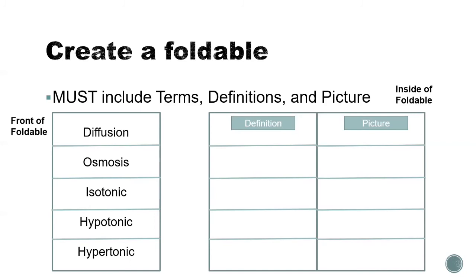So on the front of the foldable, again, you got the vocab words, the front of the sheet of paper. On the inside of the sheet of paper, on the left side of the crease, you're going to have the definition using 5 words or less. And on the right side, you're going to draw a picture to coincide with it. Make sure you take a photo of basically your whole foldable and get it uploaded to Canvas for your grade.